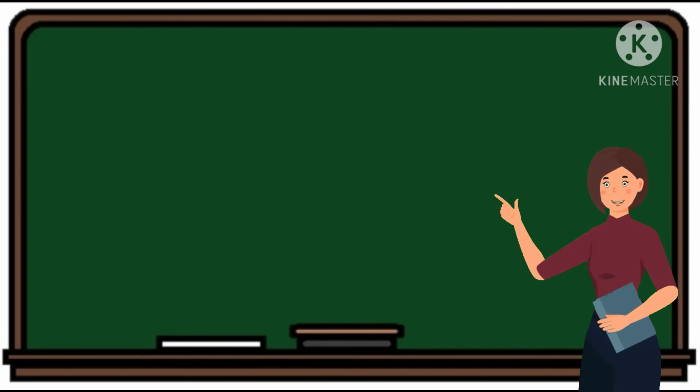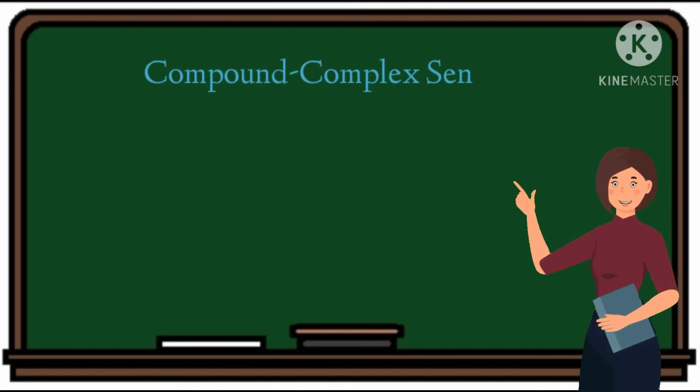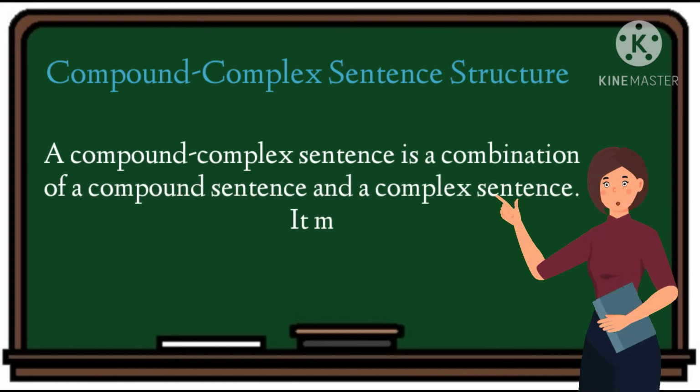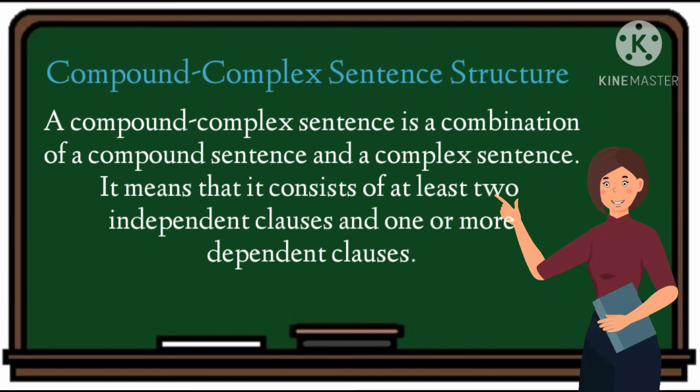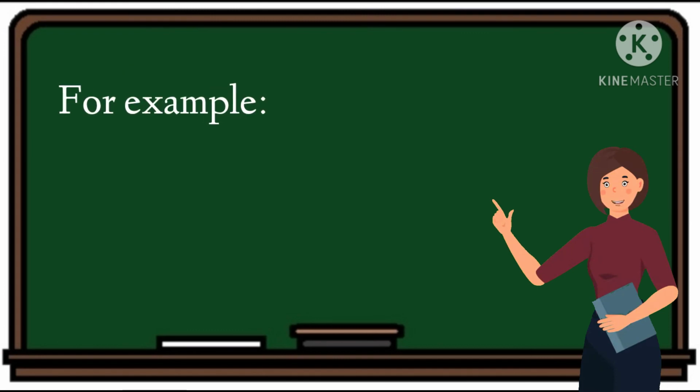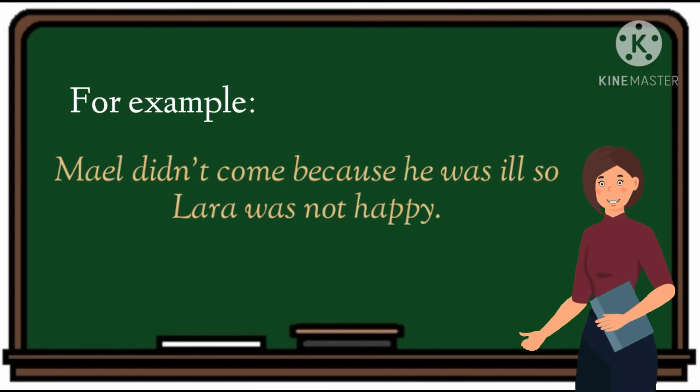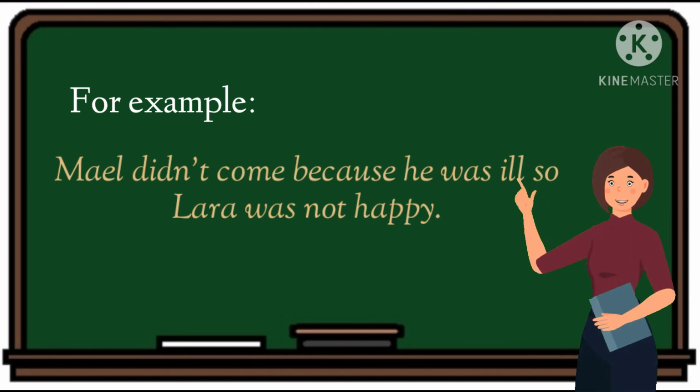Now we're down to the last one, which is the compound complex sentence structure. A compound complex sentence is a combination of a compound sentence and a complex sentence. It means that it consists of at least 2 independent clauses and 1 or more dependent clauses. For example, Mael didn't come because he was ill, so Lara was not happy. So as you can see, this sentence consists of at least 2 independent clauses and 1 dependent clause, which makes it a compound complex sentence.